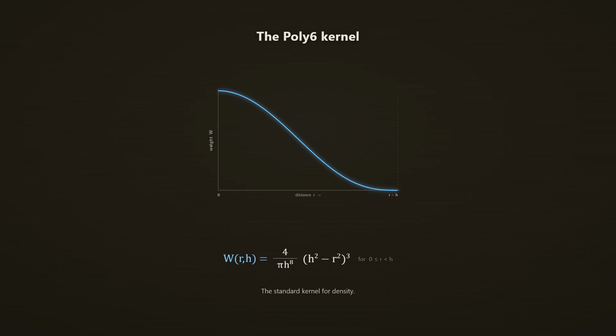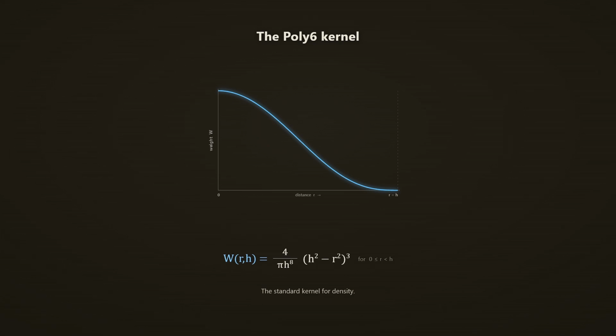One quick aside, there's a 3D version of the Poly 6 as well. It is the same shape. The only thing that changes is the constant out front. Because we are in 2D, we are normalizing over an area, and in 3D, we will normalize over a volume. We are building a 2D simulation, so we use the 2D constant, the one on the screen.